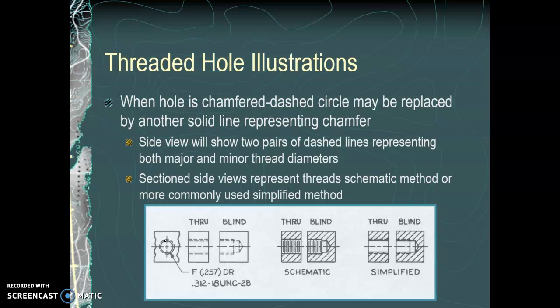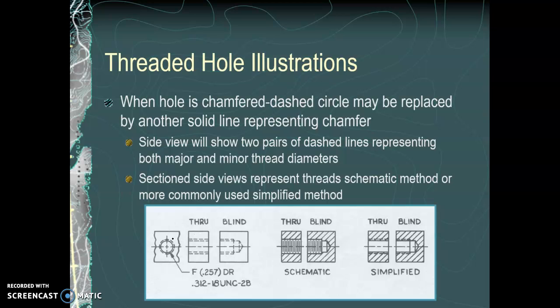One thing to look out for is when you see the hidden line surrounding the hole like this, that can be used to show the presence of threads, but it could potentially also be showing a chamfer on maybe the back side of the part. A chamfer results in two concentric holes, and if that chamfered hole is on the back side, it would be shown with a hidden line.